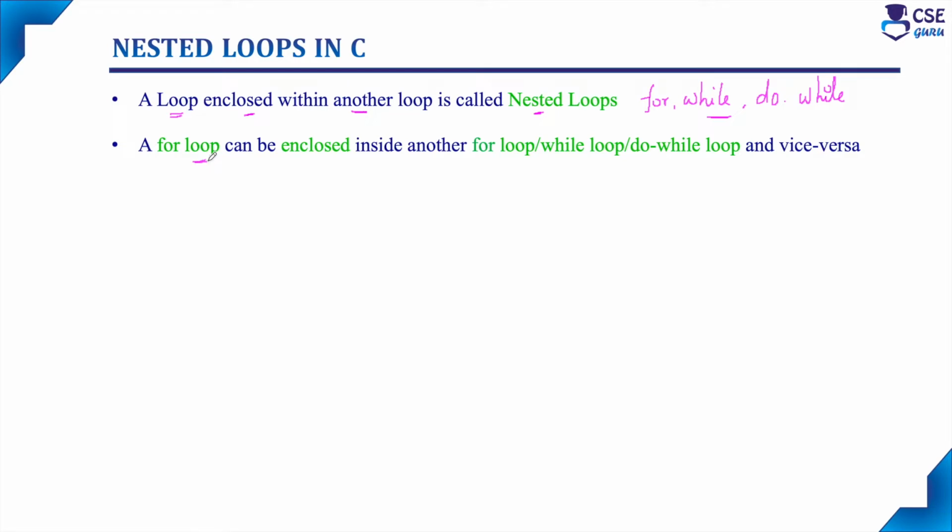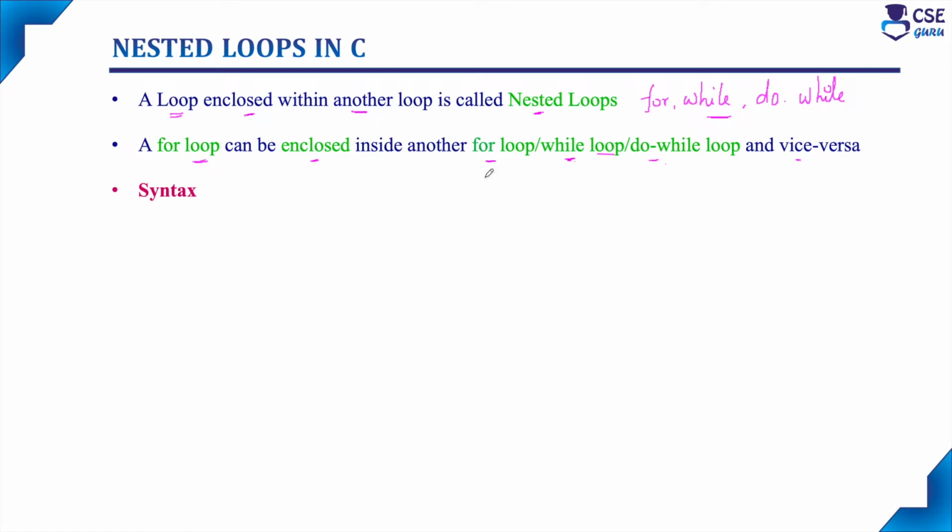That is, a for loop can be enclosed inside another for loop, that is a nested for loop, or a while loop can be nested inside another while loop, or even a do while loop can be nested inside another do while loop, and vice versa. Even a for loop can be placed within a while loop, or a while loop can be placed within a for loop. Similarly, a while loop placed within a do while loop, or a do while loop placed within a while loop, or a for loop placed within a do while loop, or a do while loop placed within a for loop. In any way, one loop placed within another loop is called nested loops in C programming.